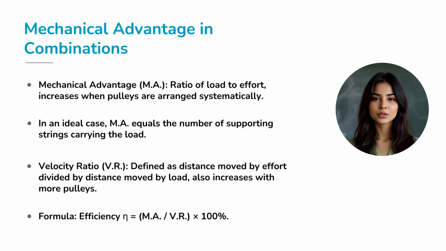Next, we have velocity ratio, or VR. This is defined as the distance moved by effort divided by the distance moved by load. And efficiency, represented by the Greek letter eta, is given by the formula: efficiency equals mechanical advantage divided by velocity ratio, multiplied by 100. So in short, more pulleys mean more advantage, at least theoretically.